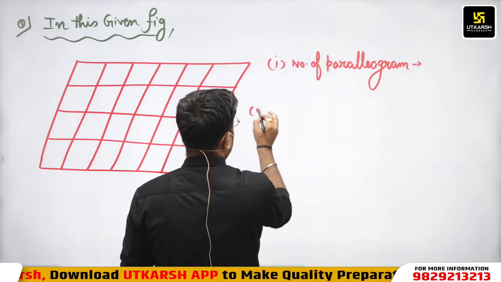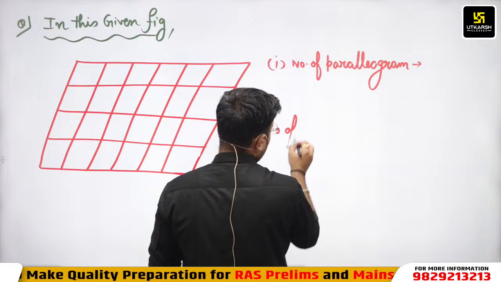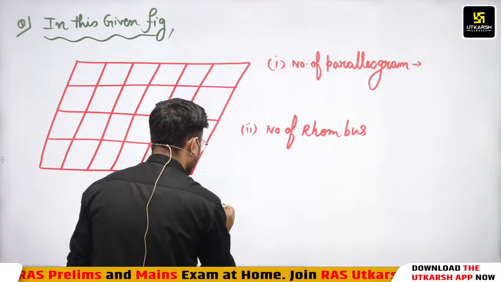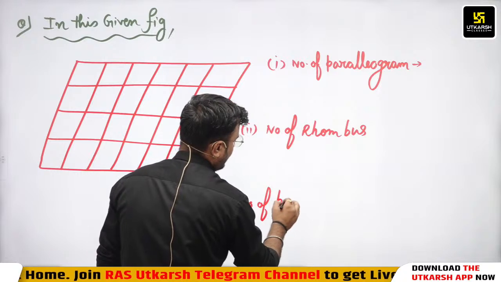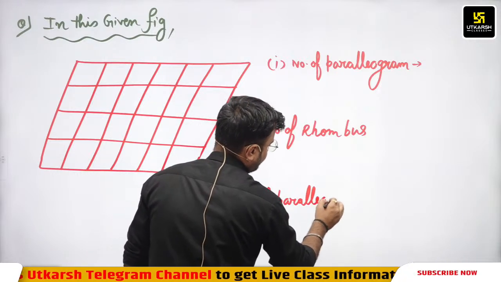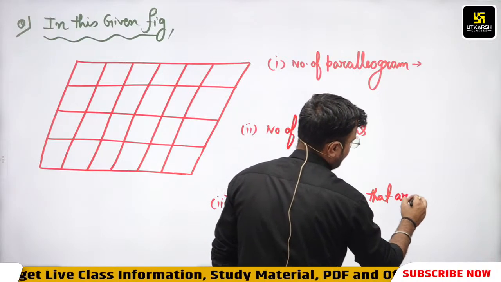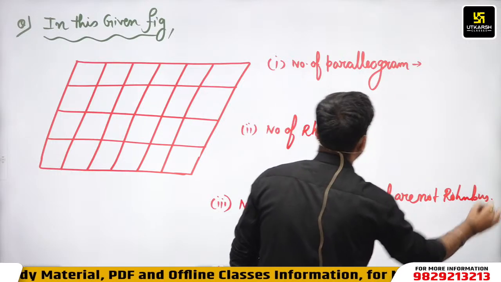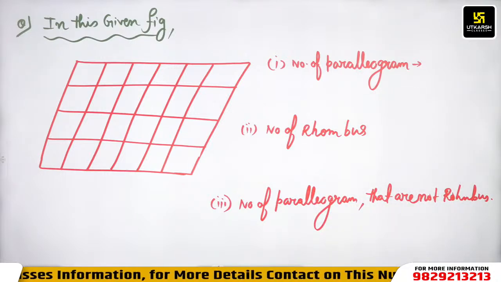Second, the number of rhombuses we need to count. And third, the number of parallelograms that are not rhombuses. Try to figure out.